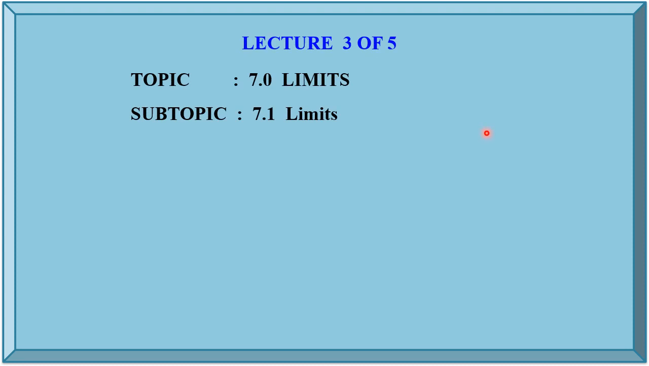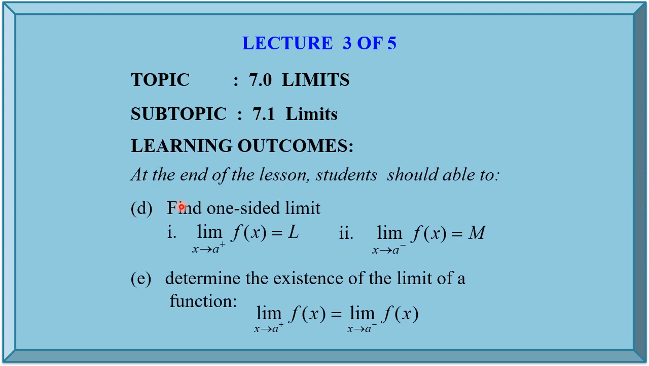So today we are going to continue with lecture 3 of FAST, still on 7.1 limits. The learning outcome for this lesson is, the first one, to find one-sided limits, from the right side, denoted as positive, and from the left side, denoted by negative. And then we are going to determine the existence of a limit.